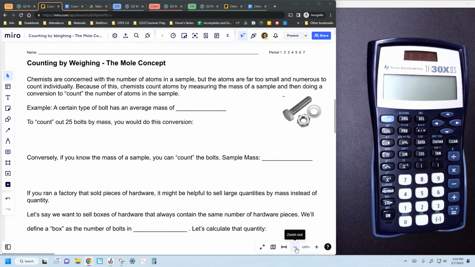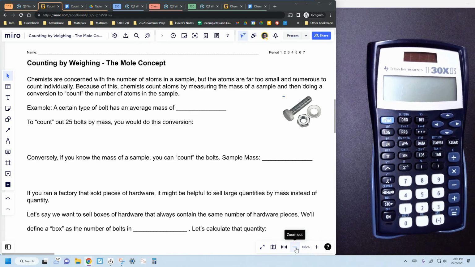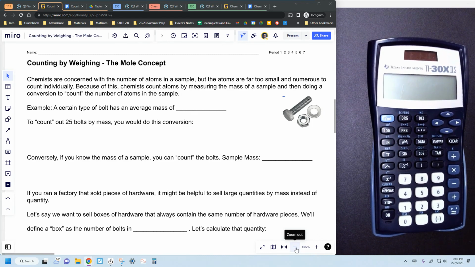All right, so here we go. So again, this whole topic is about counting by weighing. The reason why we need to do that as chemists is because if you think about what you would want to know about a chemical sample, the key thing that you would want to know is how many things are in that sample, right?